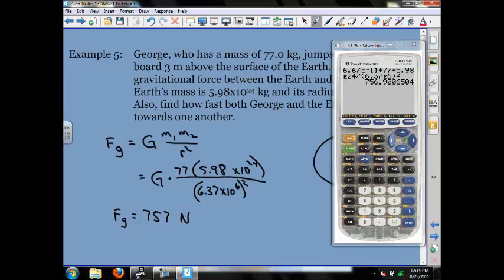Anything from 2 to 4 significant figures would be fine. So an answer of 760 would be fine. 757 would be fine. 756.9 would be fine. 756.9006504 is not fine. Make sure you include units. That's always going to be worth the point. Don't lose that easy point.